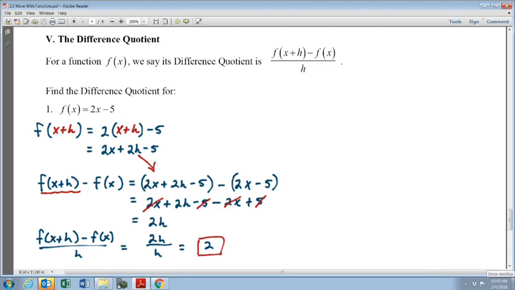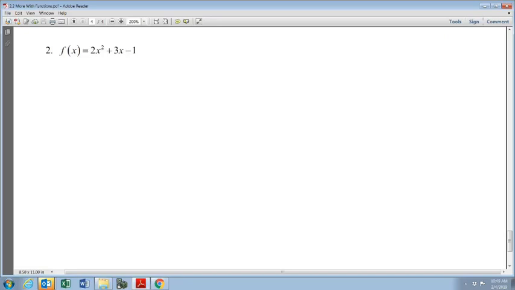All right, let's move on to number 2. Again, let's start with the skeleton or shell. The first thing we want to do is find f of x plus h. Now this is going to be a lot of algebra here. The x plus h squared, be careful, that's not x squared plus h squared. You're going to have to FOIL this. You're going to have to multiply two x plus h's.